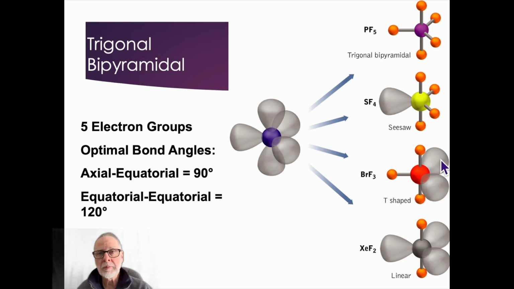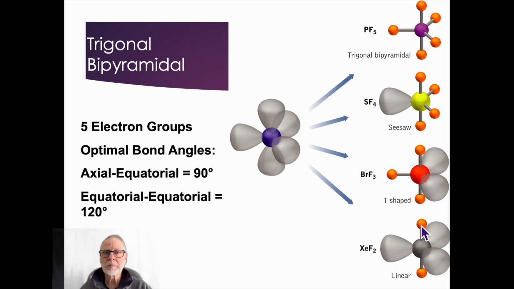What about 2 non-bonding pairs of electrons? Again, any non-bonding pairs of electrons go into the equatorial position. So this is just a T shape. You can see it looks like a T for bromine trifluoride with 2 non-bonding pairs of electrons. And then xenon difluoride, all the non-bonding pairs are going to be in the equatorial positions, and so this is just going to be linear.